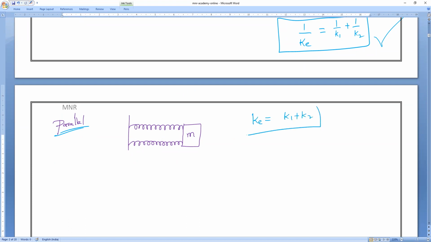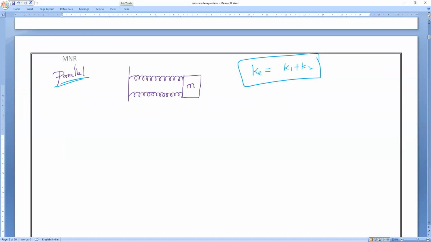K1 plus K2. Understand, Laksha? Yes, sir. It is reverse. For resistance, it is reverse. That is what I am saying. Now, spring constant. If you do not understand, tell me again.